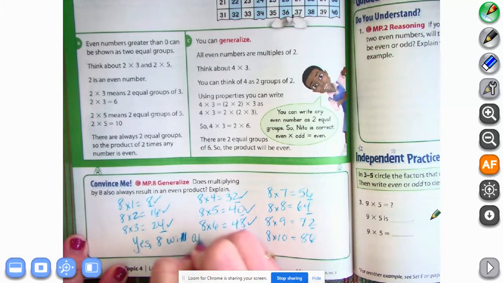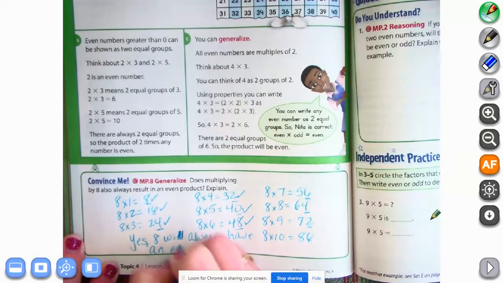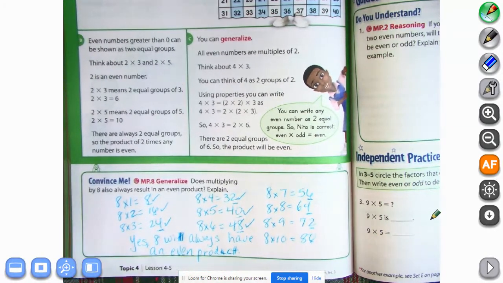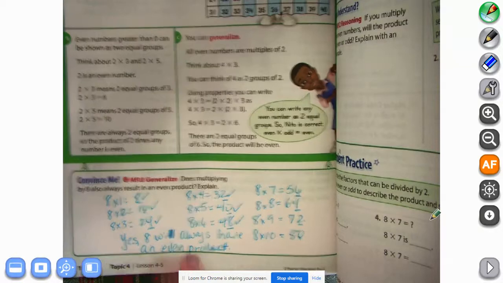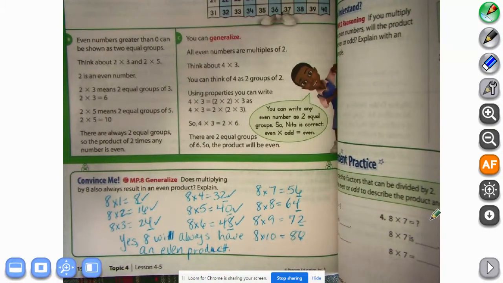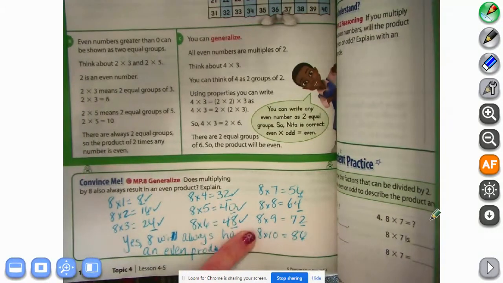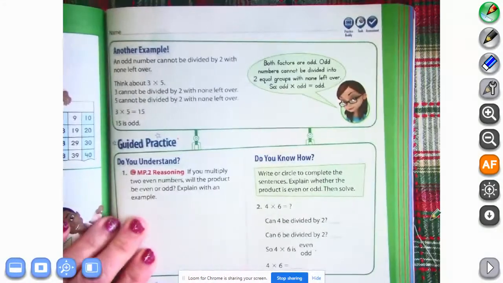will always have an even product. Yes, 8 will always have an even product. When 8 is one of the factors, it will always have an even product. Whether it's multiplied by an odd or an even, it will always have an even product. All right, so pause right here if you need to keep writing. And then when you're done, we're going to go over here and look at the top of page 195.